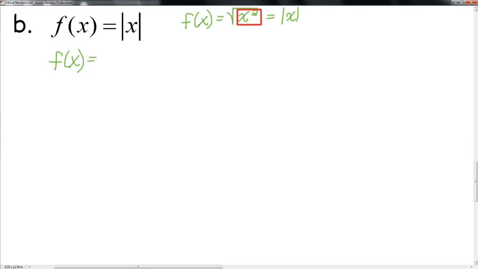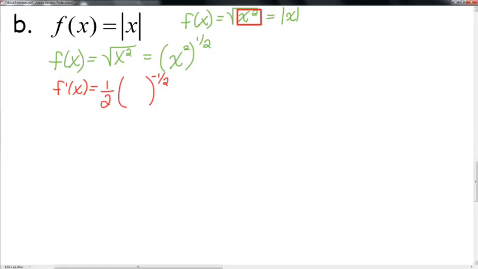So f prime of x is equal to 1/2. This becomes a negative 1/2. On the inside it'll be x squared, and then take the derivative of x squared. This gives me 2x. Well, this is going to be equal to 1/2 times 2x over the square root of x squared.